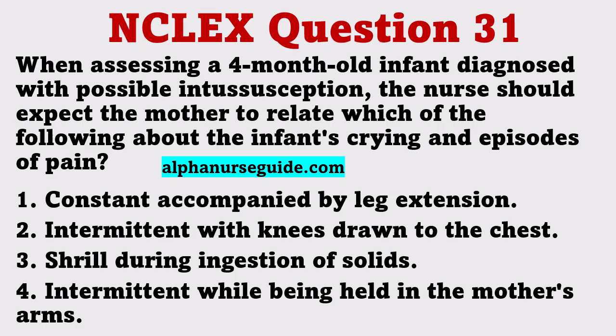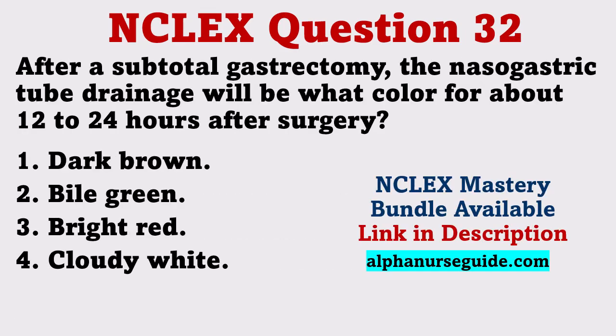After a subtotal gastrectomy, the nasogastric tube drainage will be what color for about 12 to 24 hours after surgery? 1. Dark brown. 2. Bile green. 3. Bright red. 4. Cloudy white.